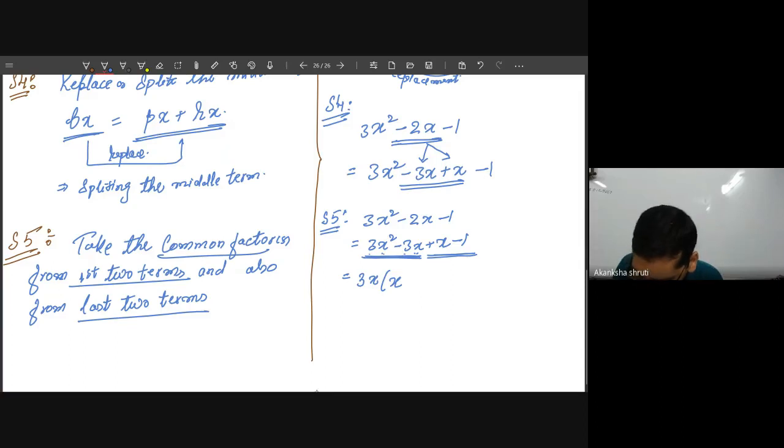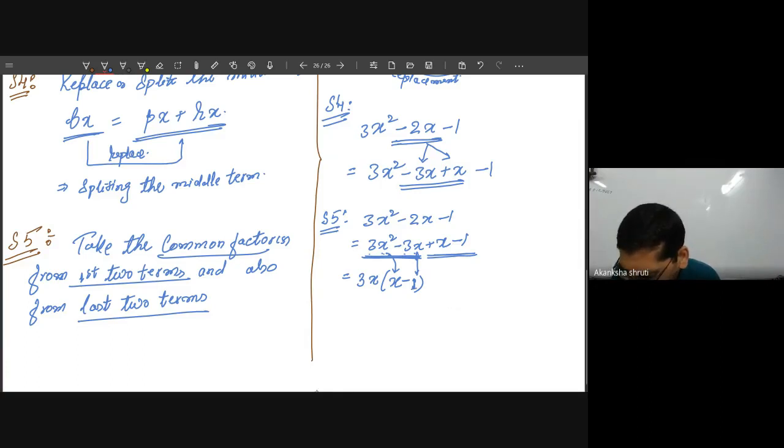But from the second term, what are we getting? The sign is negative, so that sign you have to maintain. And what has come out? 3 is already taken out. X is also taken out. So what is left is only 1. Minus 1. Negative sign we have carried as it is. So it is x minus 1. It is in the first bracket.